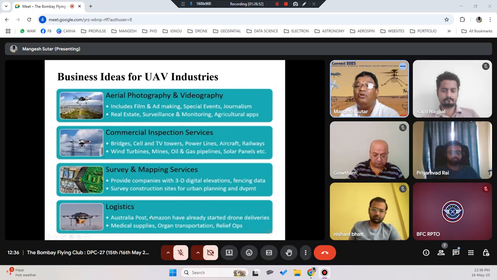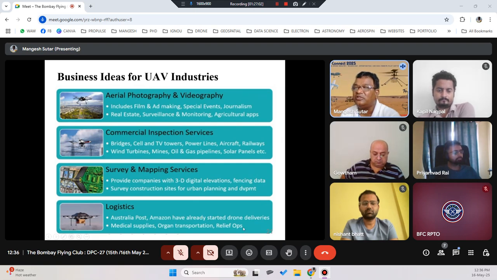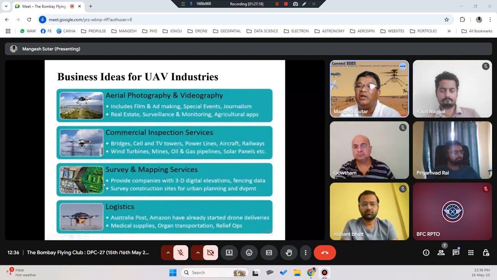Logistics we have already seen, like Zomato, Swiggy, and Blinkit, right? They are already using drones. Similarly, Australia Post and Amazon have started drone deliveries, medical supply, organ transportation. We have seen a case in Hyderabad where they transported a cornea from one location to another within 20 minutes, right? So that is the optimal use of drones for medical supply also. Even blood supplies are done using drones nowadays.